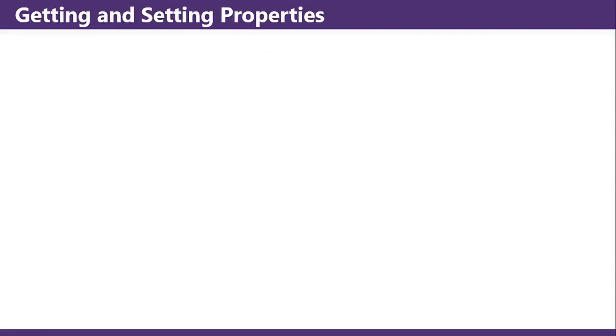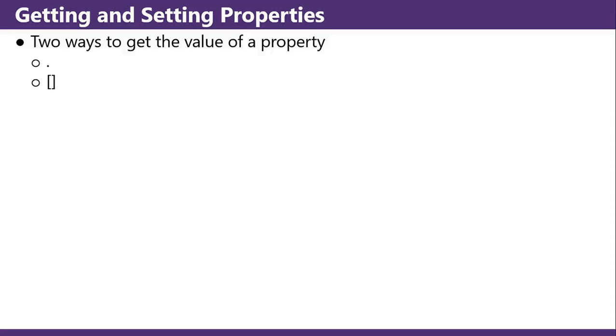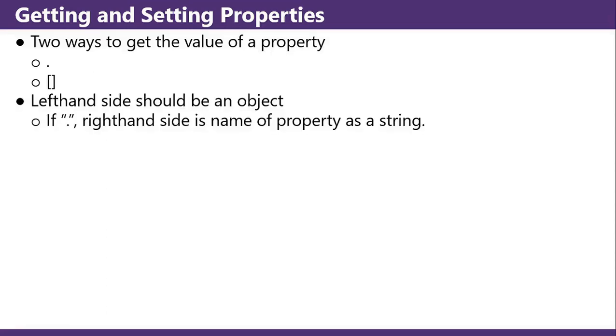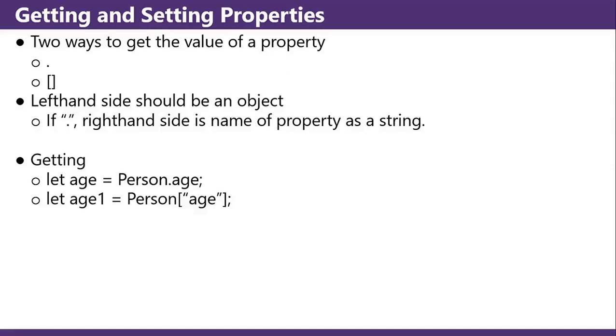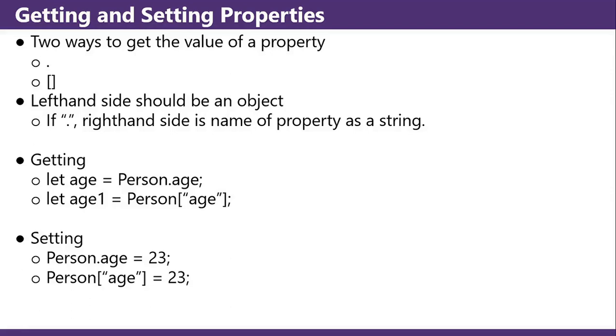Getting and setting properties. There are two ways to get the value of a property: dot or square brackets. The left-hand side should be an object. With dot, the right-hand side is the name of the property. Getting: let age = person.age. Let age = person['age']. Setting: person.age = 23. person['age'] = 23.